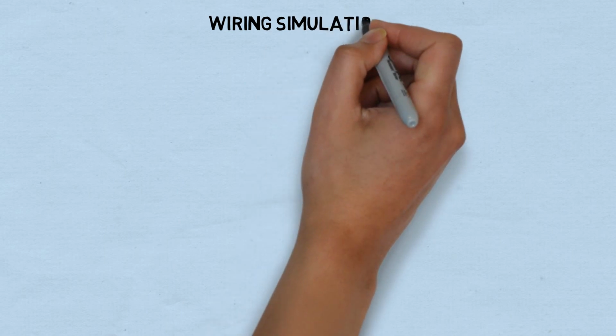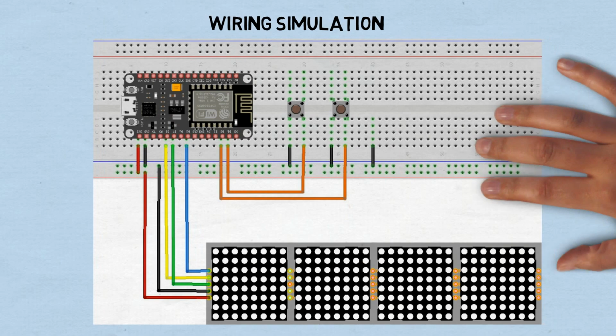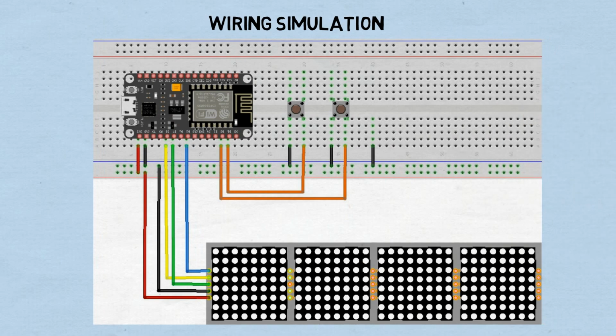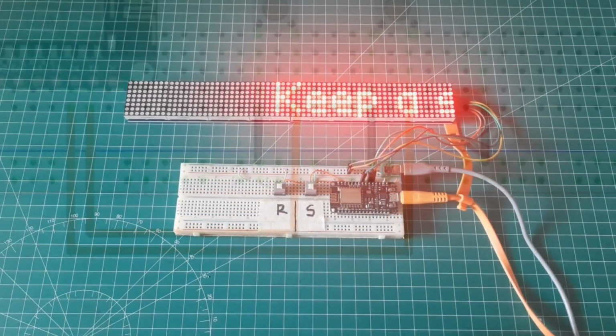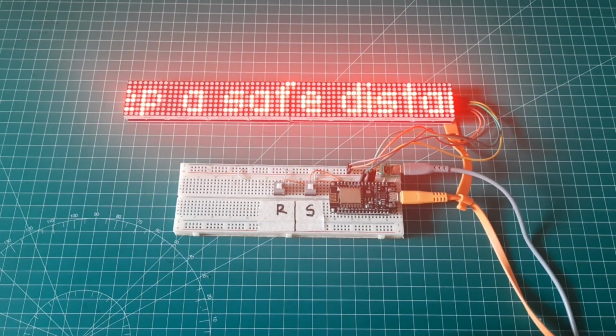This is the wiring diagram simulation. I use buttons as the brake signal and reverse signal. This is the wiring. ESP is showing the default scrolling text, keep a safe distance.